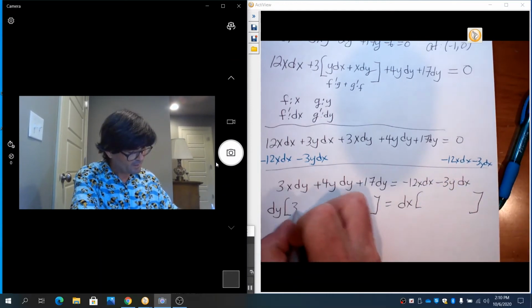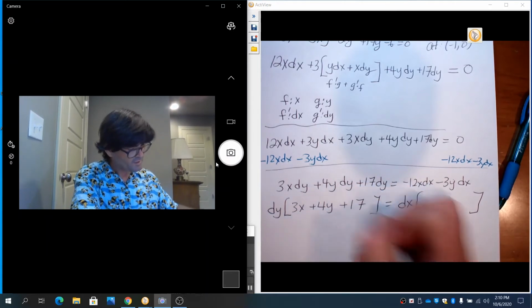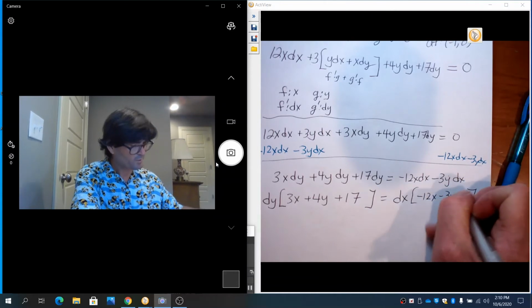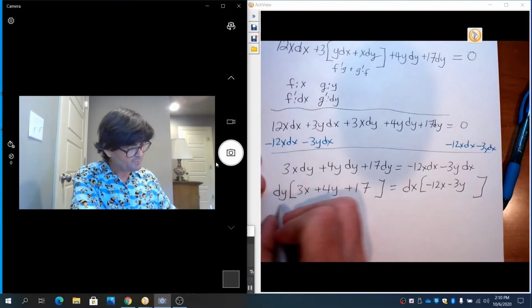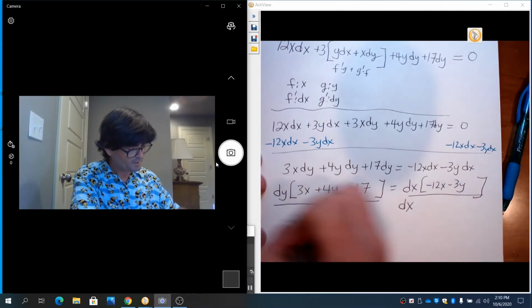Left over, we'll have 3x plus 4y plus 17. On the right, we'll have minus 12x minus 3y when we factor out the dx and the dy. And it looks awful, but we're almost done, so don't get too scared. It actually works out pretty nice.